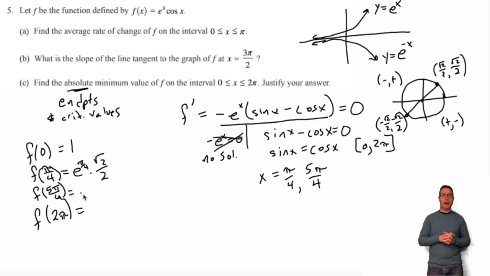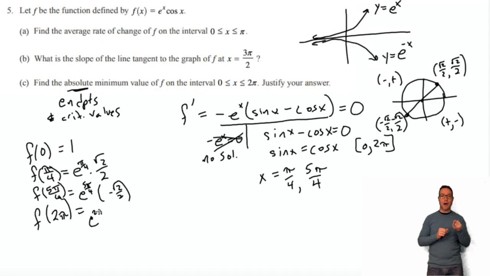F of 5 pi over 4, let's see, I'm going to have e to the 5 pi over 4. And then the cosine of 5 pi over 4 is negative radical 2 over 2. So far this is the lowest value because it's the only one that's negative. And that may be true at the end.